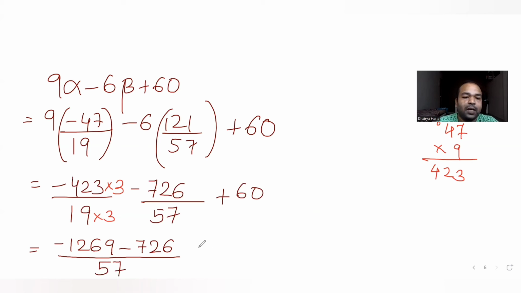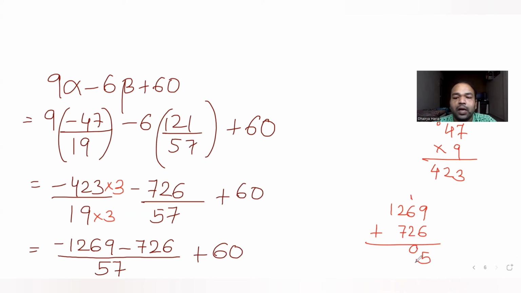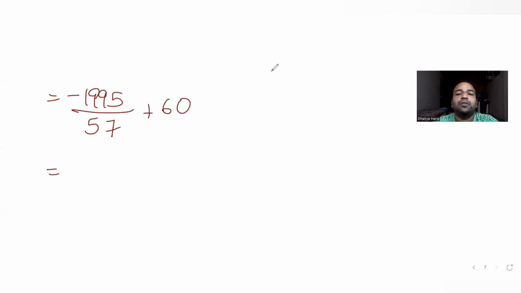Now once I solve this entire expression, 726 plus 1269, if I add it out, 9 plus 6 is 15, carry 1, and we get 1995, plus 60. So we get this entire expression as minus 1995 by 57 plus 60. If I solve this further, if I divide 1995 by 57, I get 57 threes are 171.